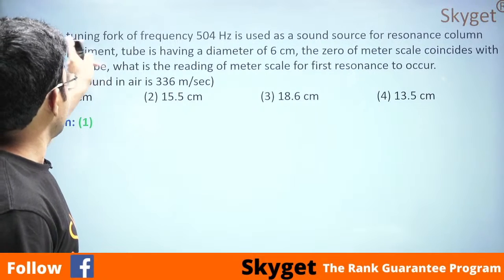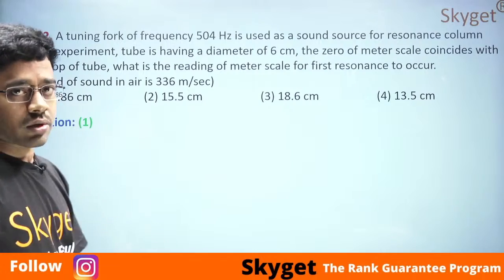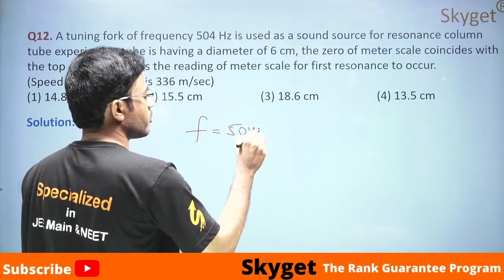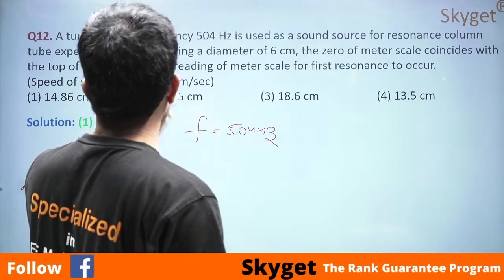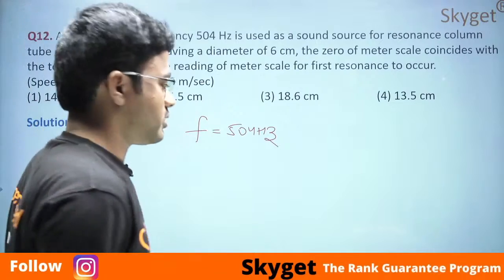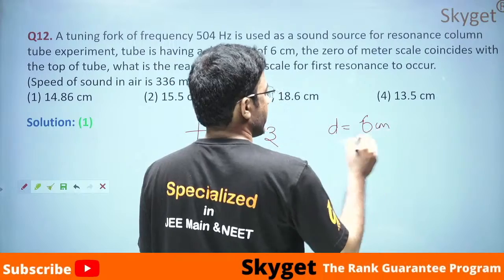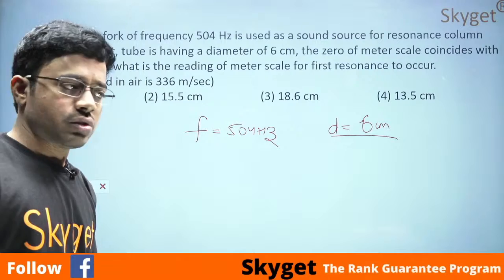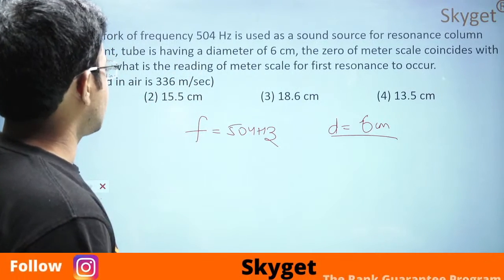He has given a tuning fork of frequency 504 Hertz. So first, let us write down what he has given in the problem. The first thing is the frequency, 504 Hertz, as a sound source of the resonance column tube experiment. The tube has a diameter of 6 centimeters, so let us write the diameter as 6 centimeters. The 0 of the meter scale coincides with the top of the tube. What is the reading of the meter scale for the resonance to occur?